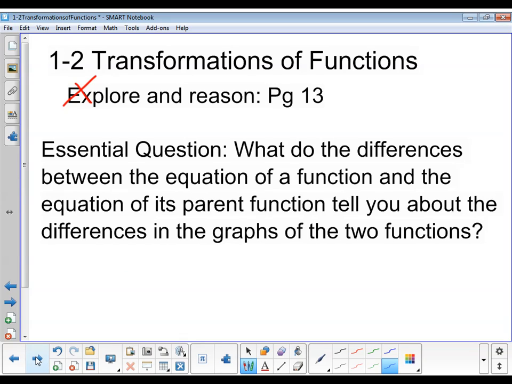So this is 1-2, transformations of functions. We are not going to be doing the explore and reason for this section. It is on page 13 in your textbook. However, it's not something that I think is going to be that beneficial at this time, so we're gonna skip over that and move on to the essential question. What are the differences between the equation of a function and the equation of its parent function tell you about the differences in the graphs of the two functions? So we're going to be looking at equations, looking at graphs, and figuring out what the differences are between an equation and a parent.